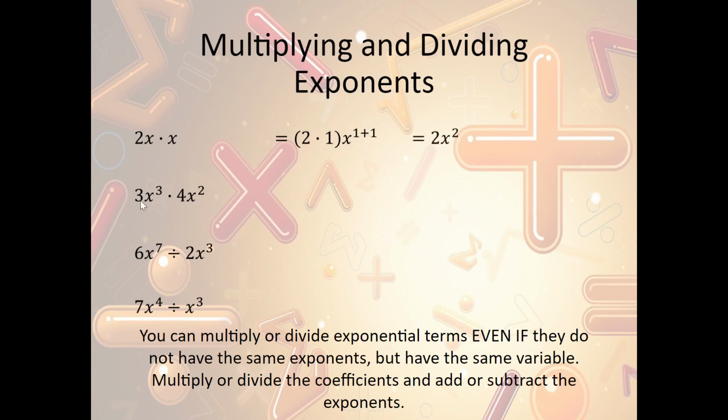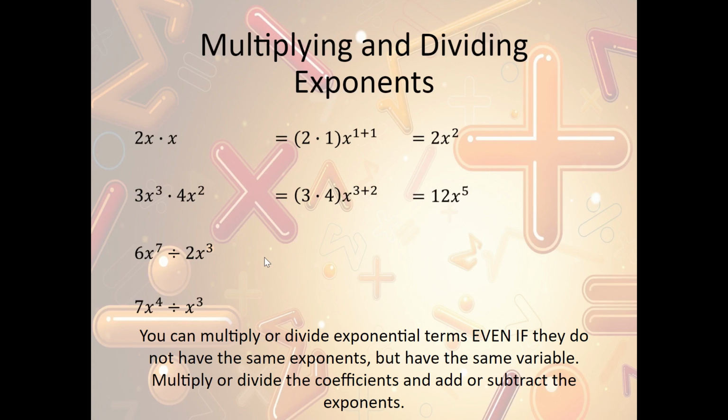So let's look at another example of multiplication. So we have 3x cubed times 4x squared. Now with this one, again, we're going to multiply the coefficients, so 3 times 4, and we're going to add the exponents, so 3 plus 2. We end up with 3 times 4, which is 12x, and 3 plus 2 is 5, so we get 12x to the 5th power.